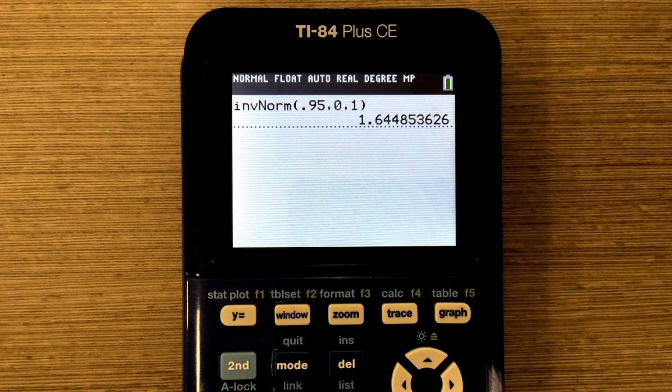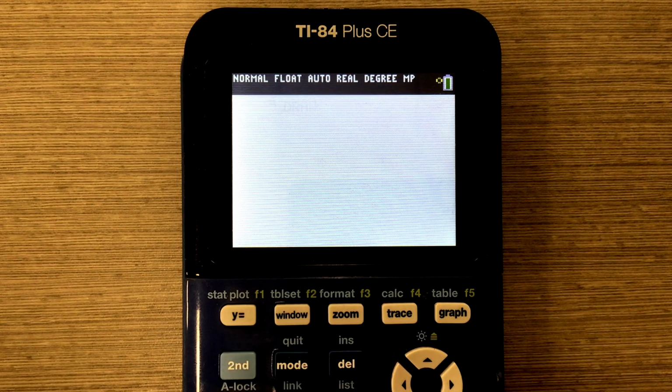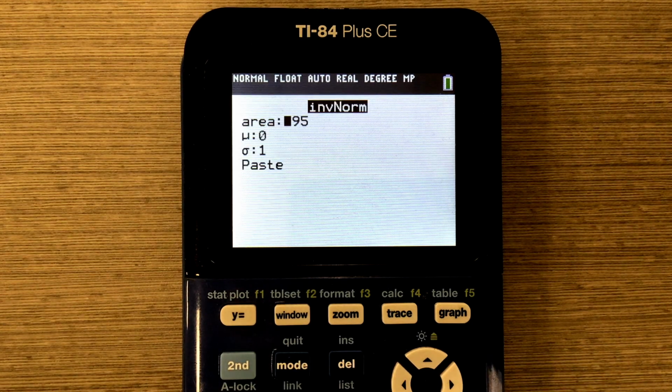1.645 if we round to 3 decimal places. Which Z-star value does that match with? Look at your paper. That's the 90% confidence interval. But hold on, it clearly said 95%. See if you can figure out why this, where we have the area of 0.95, corresponds actually with the 90% confidence interval.